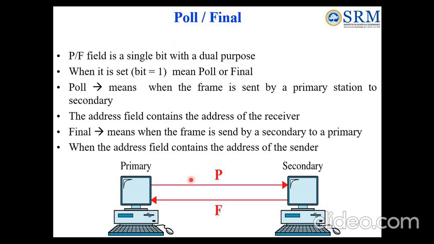Poll and final. When the primary is transmitting the data, the poll bit is set. The P/F bit: if it is 1, it means poll; if it is 0, it means final is set. So when it is 1, poll is set, meaning the primary wants to transmit data to the secondary, and when the secondary acknowledges, the primary transmits the data. Final means this bit will be 0, meaning final is set. The frame is sent by the secondary to the primary, and the address field contains the address of the secondary.